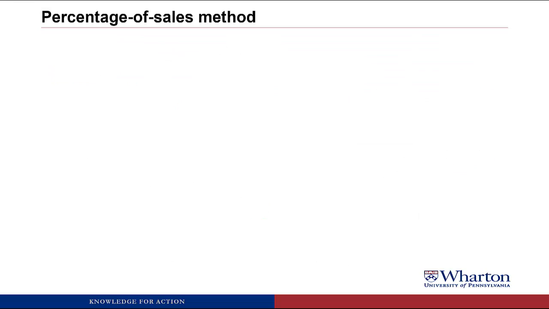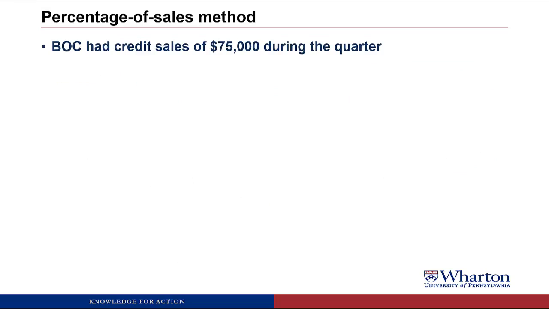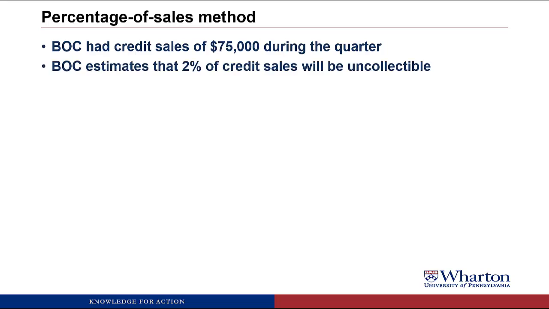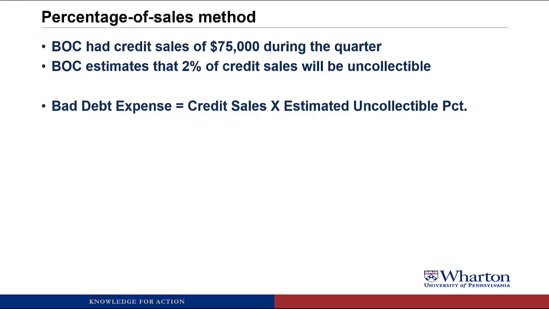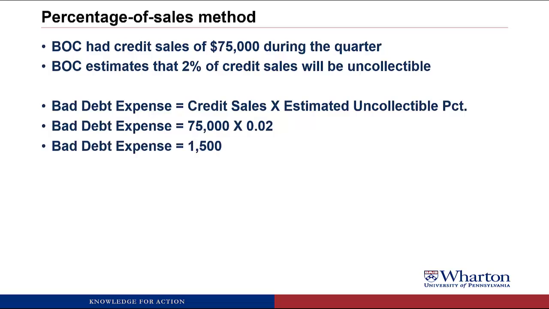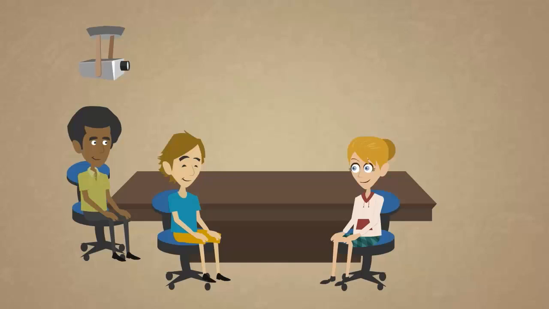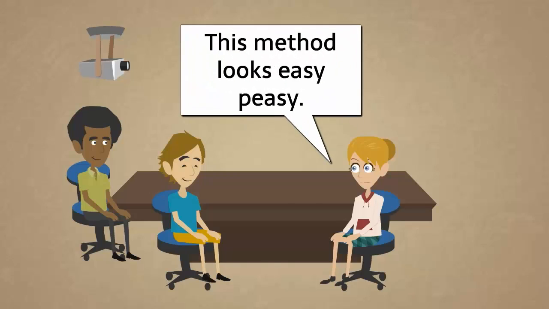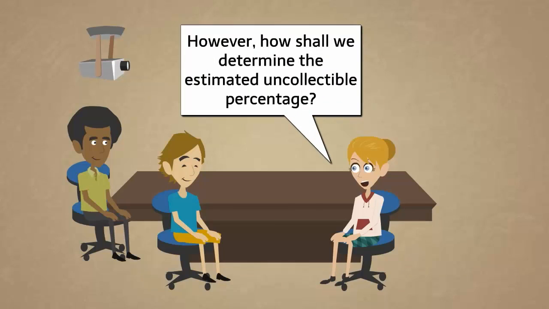The first method we're going to use is the percent of sales method. BOC had credit sales of $75,000 during the quarter, as we just saw. They estimate that 2% of the credit sales will be uncollectible. So bad debt expense is going to equal the credit sales times this estimated uncollectible percentage. That's $75,000 times 2%, or $1,500 of bad debt expense for the quarter. This method looks easy peasy. However, how shall we determine the estimated uncollectible percentage?